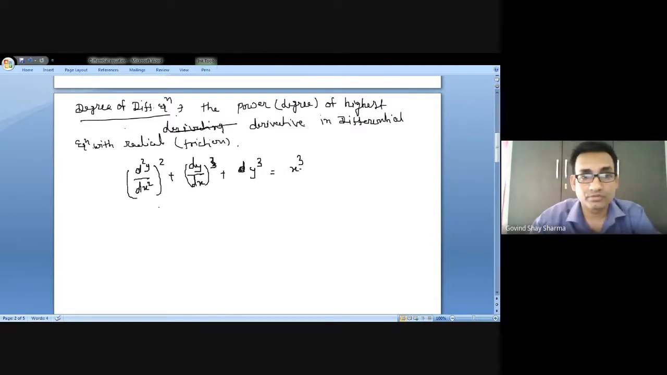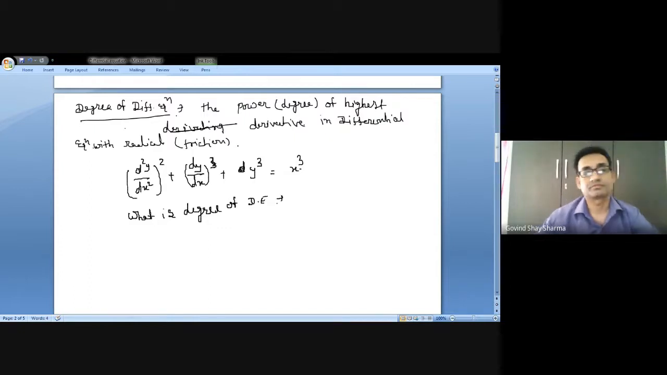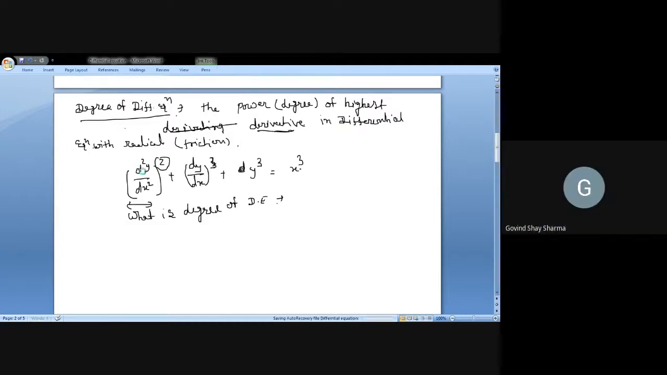What is the degree of a differential equation? Guess. Here, the highest derivative means d2y dx2 and its power is... Come to the definition, the power of the highest derivative. The highest derivative is d2y dx2 and its power is 2.